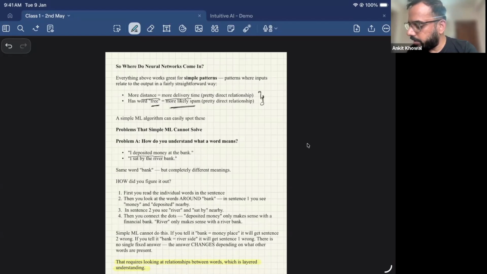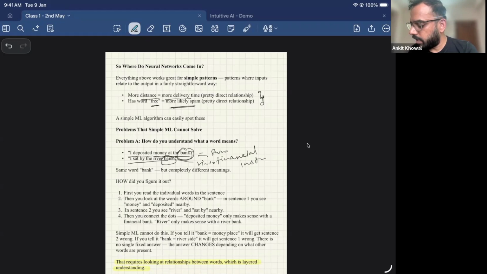Let's say you have this sentence: I deposited money at the bank. And another: I sat by the river bank. We have the word bank over here. Now the ML model has to infer what bank means, so it has to have an understanding of all the words in this particular sentence. So how does it understand that the bank here means a financial institution and the bank here is a river body? It's not a simple problem to solve.